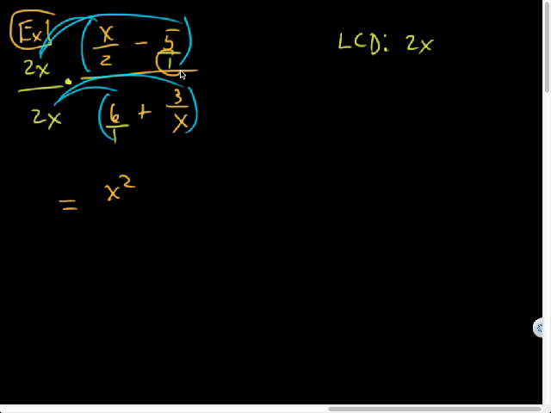2x divided by 1, well that's still 2x, and 2x times negative 5 is going to be negative 10x. And notice I've killed the fractions within the numerator. All right, let's see, down bottom, 2x cancels out with 1, and 2x times 6 is 12x.